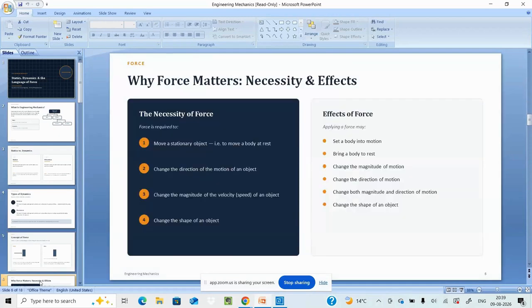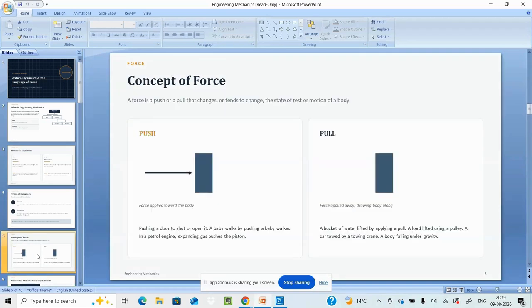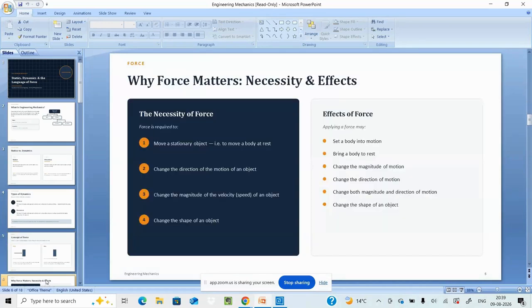Now, why force? Any doubt with the force thing? Force is nothing but a pull or a push. Okay. If you're clear with this, we can move further. Clear with this one now? Okay. Clear, sir. Okay, fine.